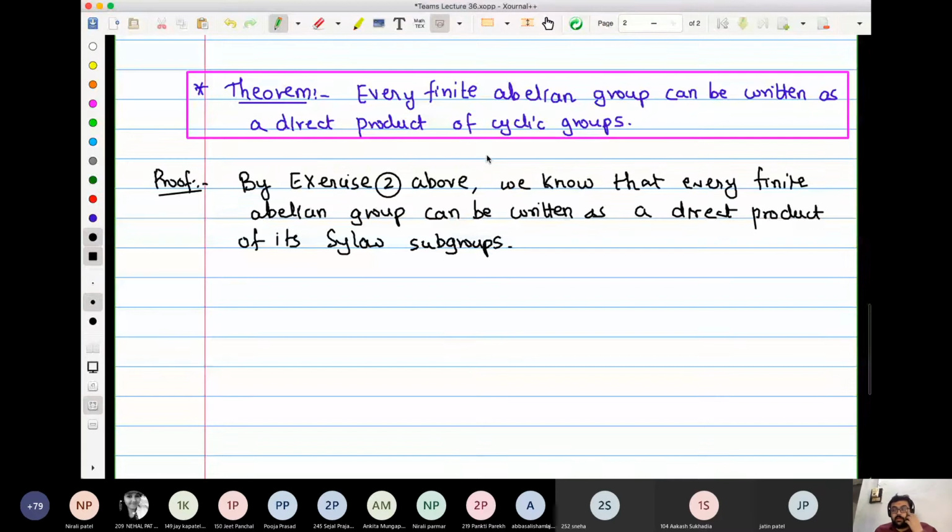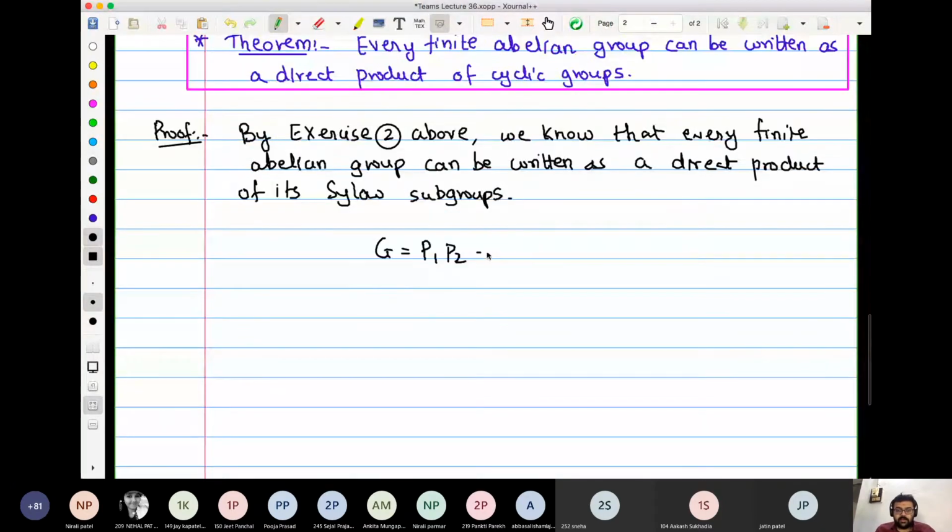What we have to show is that every finite abelian group can be written as a direct product of cyclic groups. So what is the first step? The first step is to write G as a product of its Sylow subgroups. This has order some p1 power alpha 1, this is another group of some prime power order, and this has order pn power alpha n. These are all Sylow subgroups, capital P1, P2, and the direct product can be written.